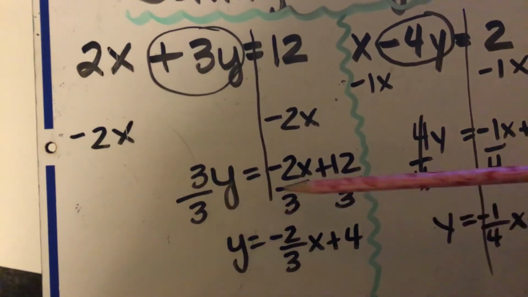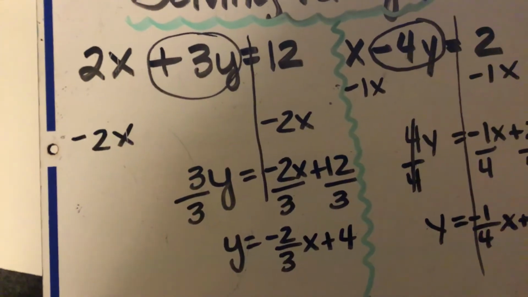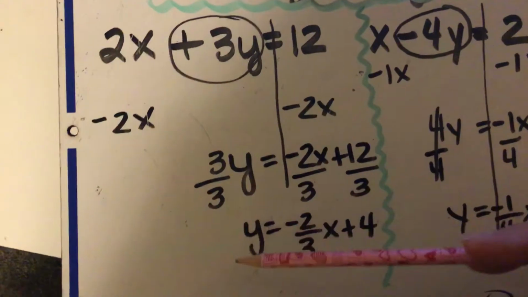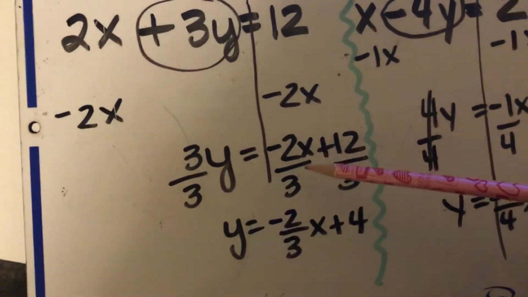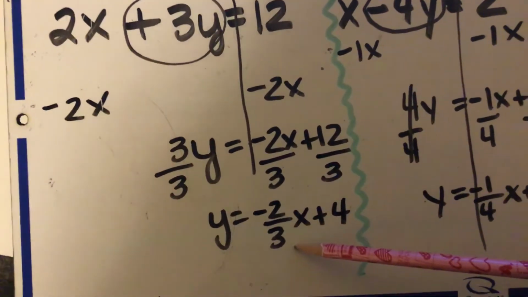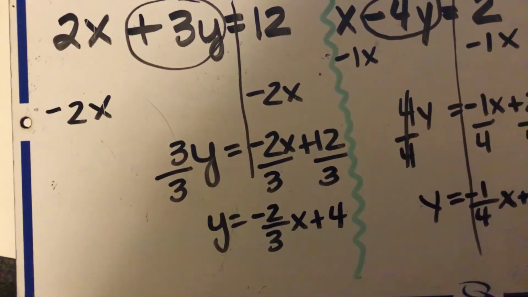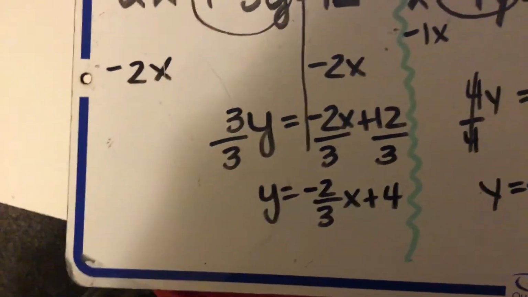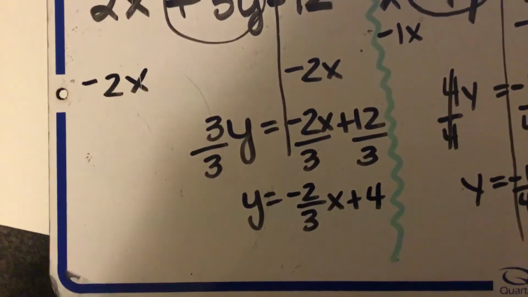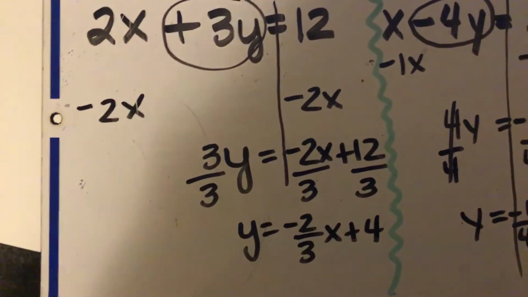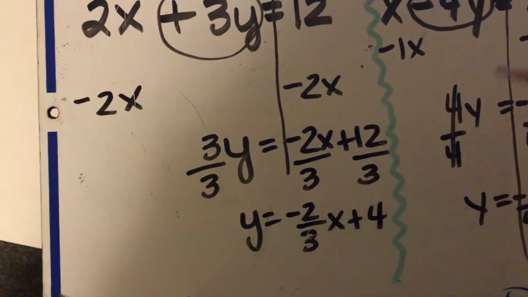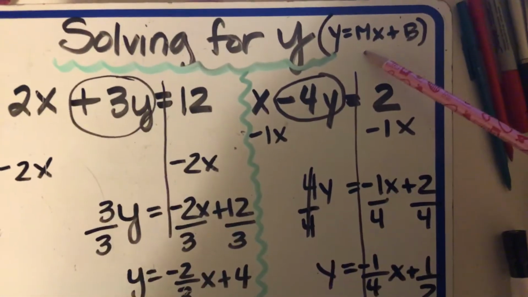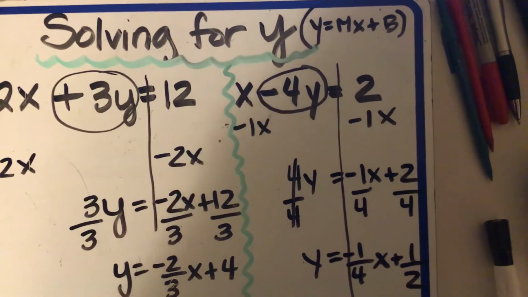So what I do to one, I do to all, and I put divided by 3 for every term. Now I simplify. 3 divided by 3 is 1, or I could just say y. Negative 2 divided by 3 is just going to stay a fraction, and then 12 divided by 3 is 4. Now I have my equation in correct slope-intercept form, and if they ask me to identify the slope and the y-intercept, I know that the slope is negative 2/3 and the y-intercept is 4 because M stands for slope and the B stands for y-intercept.